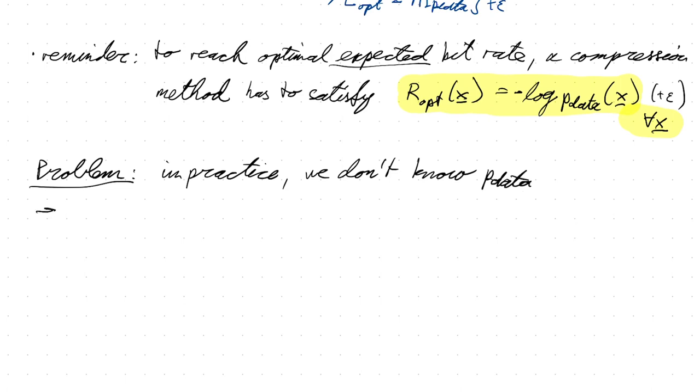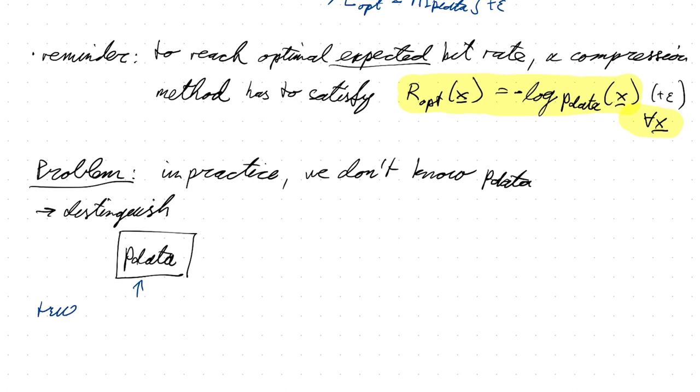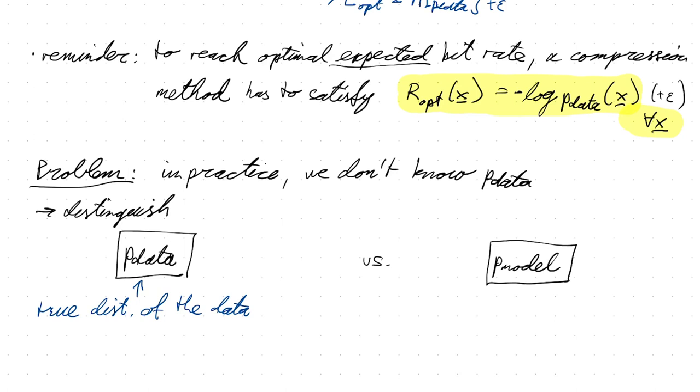So we have to distinguish two probability distributions. One is P data, which we just looked at, which is the true probability distribution of data coming from the data source. And then we have to distinguish that from what we use in order to construct a compression method, which is just a model of the data source. And in general, that model will not be perfect. So again, the true probability distribution is something that we don't know.